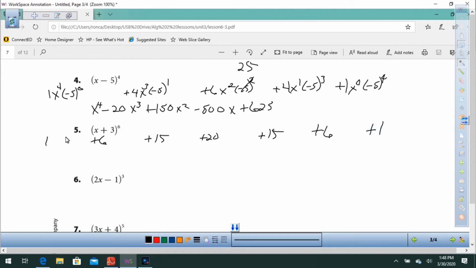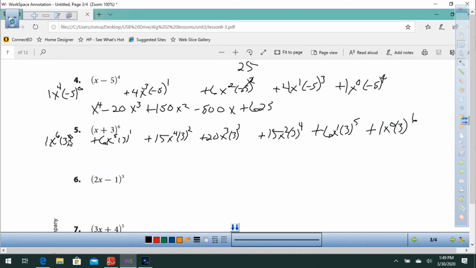All right. We got x. So that's going to be x, x, x, x. And we have an exponent of 6, so we got 6, 5, 4, 3, 2, 1, 0. We got positive 3, so we got 3 to the 0. We got 3 to the 1. We got 3 squared. 3 to the 3rd. 3 to the 4th. 3 to the 5th. And 3 to the 6th.